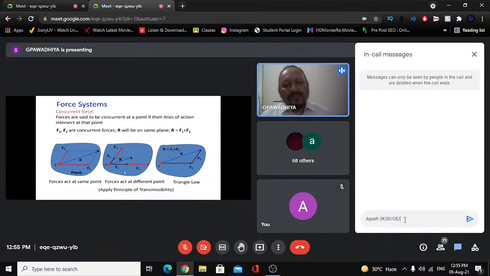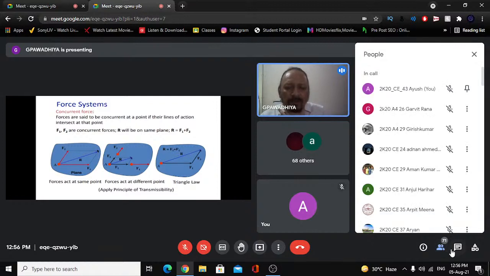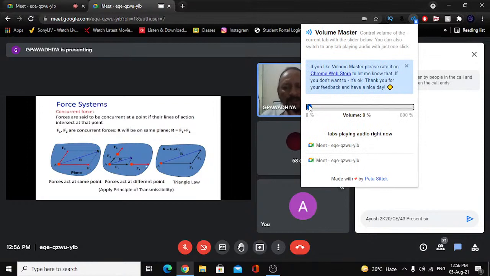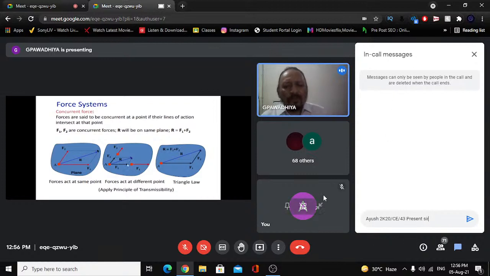Here there is an application of the law of transmissibility also, because what we have done here is shift the force's point of application along the same line of action. F1 has been shifted on the same line of action from this point to A. Similarly, F2 has been transmitted from its point of application to A. So this is known as the law of transmissibility. We'll discuss this a bit more a little later.